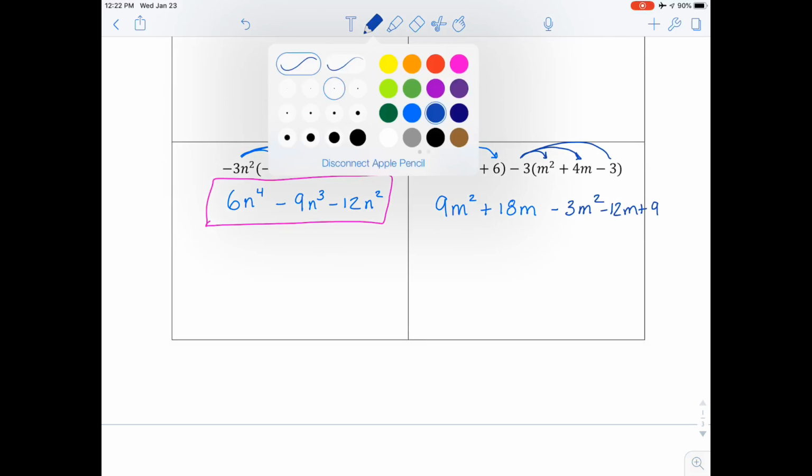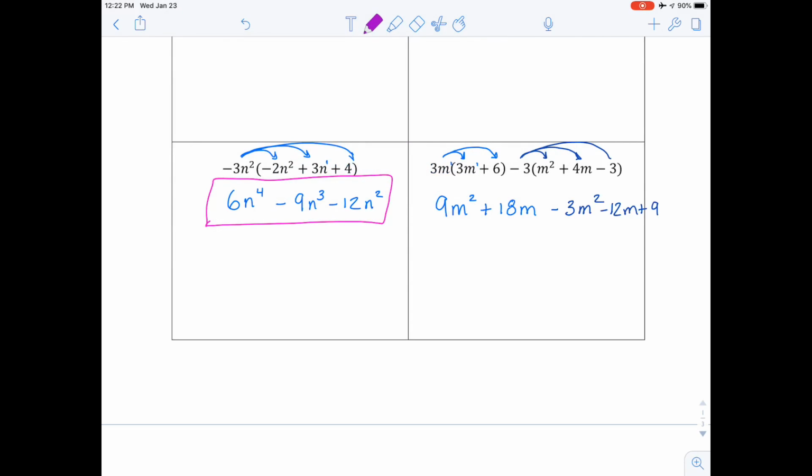So now look at everything that we have. Do we have any like terms this time? This has m squared, right? 9m squared. I have another m squared right here, which means these 2 are like terms, so I can add them together. So, like terms, you only add the coefficients. The reason you can add them is because they have the same variable and the same exponent. So 9 plus negative 3 tells me I have 6 of those m squareds. Okay? Don't change the exponent when you combine like terms.